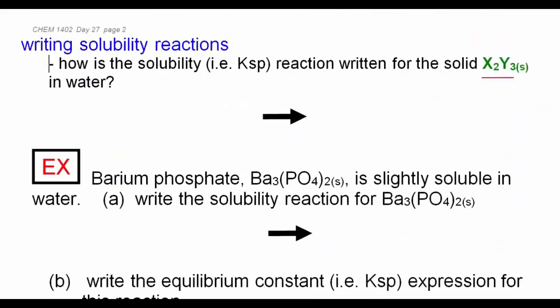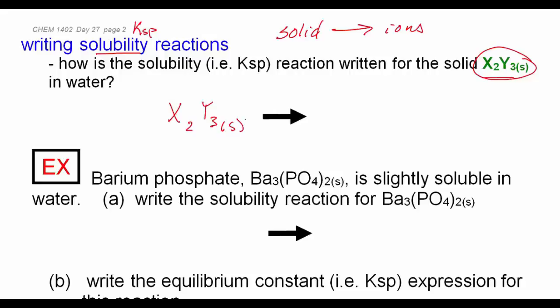So what is the special way that you write a solubility or KSP reaction? The convention is the solid always goes to its ions. So the solid is always on the reactant side, and the ions it breaks up into are on the product side. Here's a solid. Let's go ahead and write the KSP reaction. The solid goes on the reactant side, and the ions go on the product side.